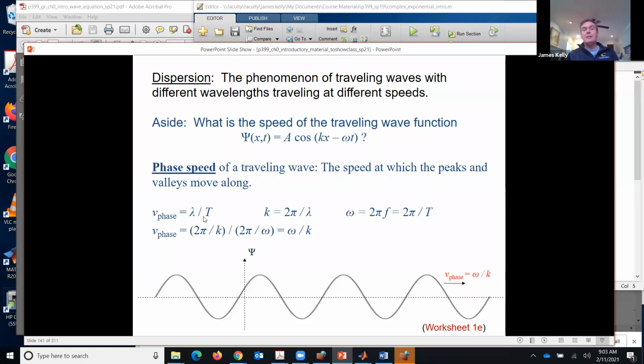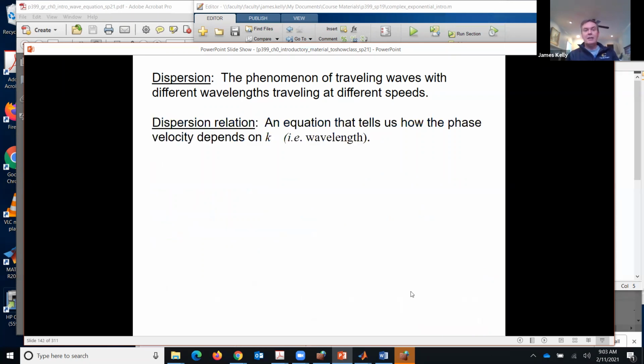If we re-express lambda and T in terms of omega and k, the phase speed, as you've learned before, is omega over k. So when we write our traveling wave in this form, a constant times the cosine of kx minus omega t, or the sine of kx minus omega t, it travels to the left or to the right, depending on the sign of omega over k, at speed omega over k.